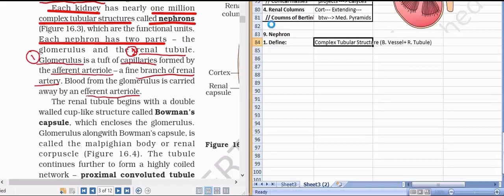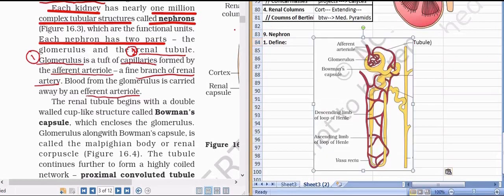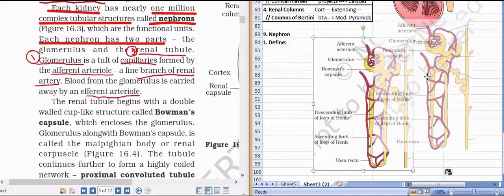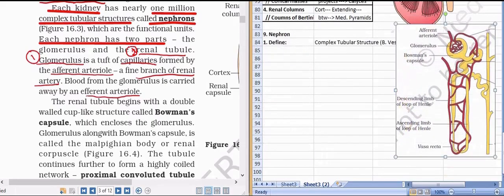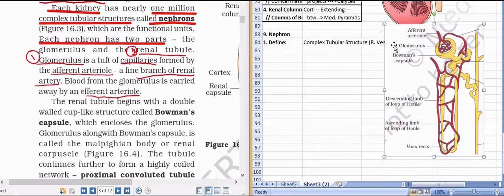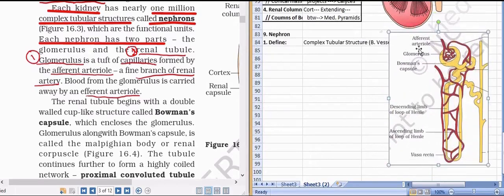If you see the structure, this is the structure we are discussing. This is the artery which will enter, that's called the afferent artery. Which is going out, it's called efferent. Now this is what he's saying. It has two parts, right? So the first part is the glomerulus. This blood vessel converts into capillaries, and those capillaries are called the glomerulus.